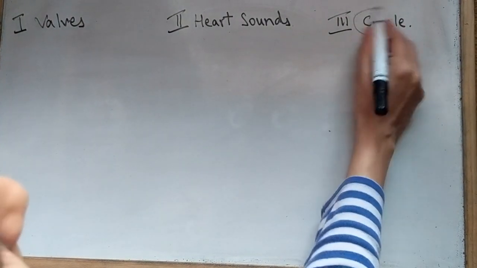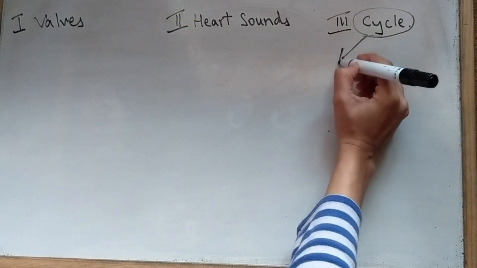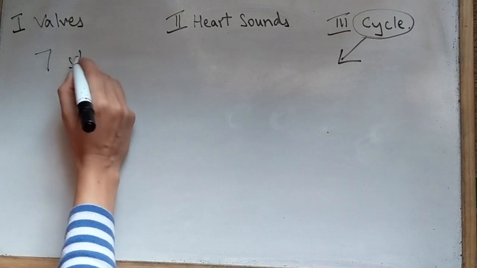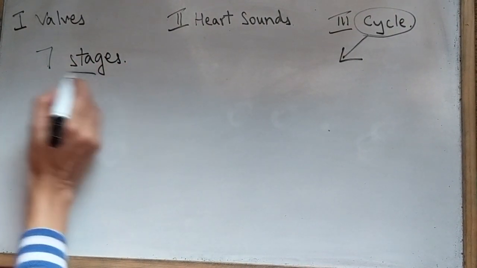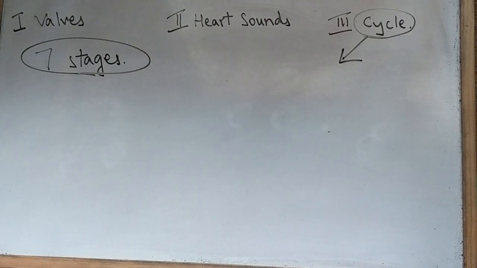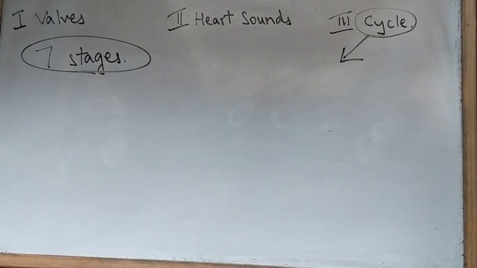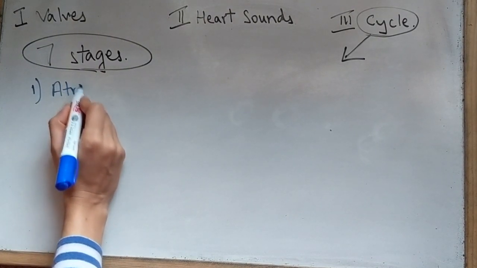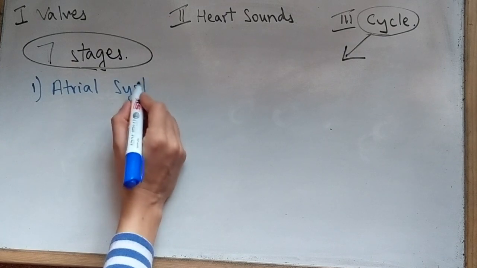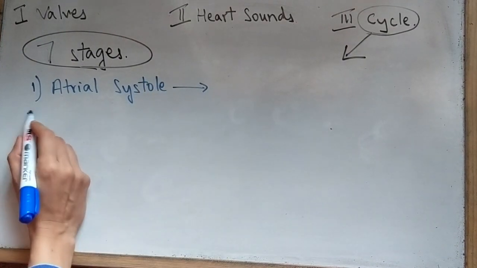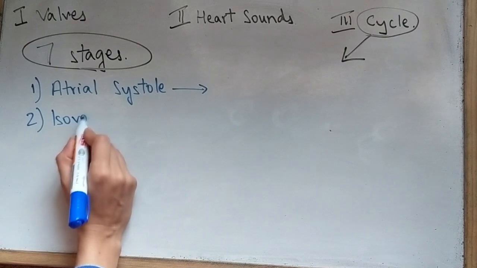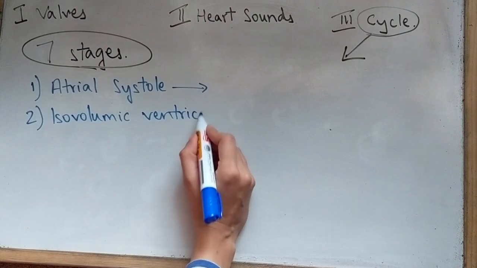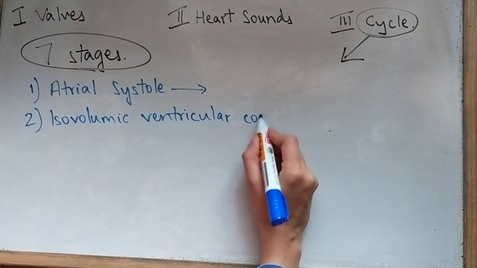Now going towards the cycle, the main part of this video. So we've got 7 stages or discrete phases, and we'll be talking about all 7 briefly. They've got names for each stage that you need to know. The first stage is known as the atrial systole. Obviously, as the name suggests, it is initiated by the atrial excitation or the atrial contraction. Then we move on to the second one, which is the isovolumic ventricular contraction.